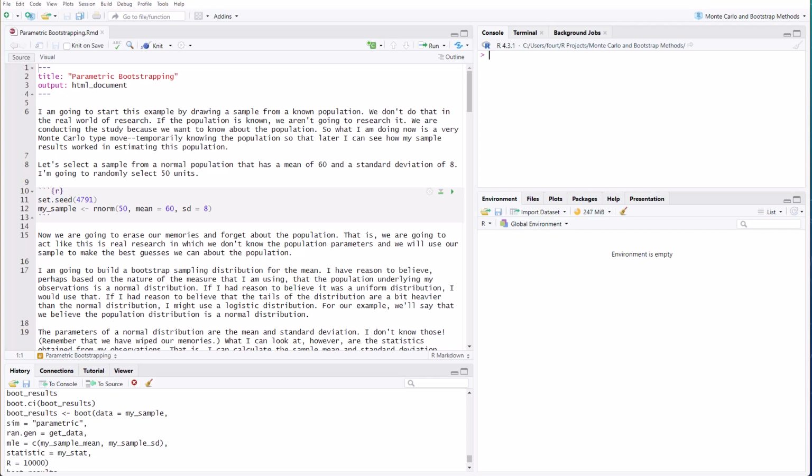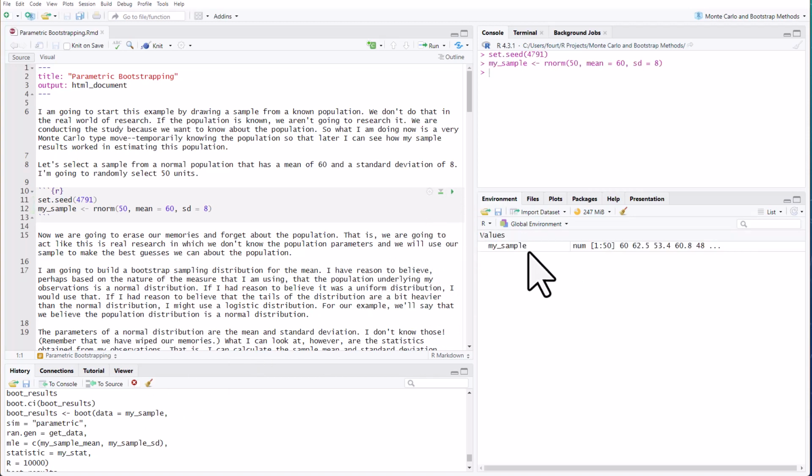But normally when you do bootstrapping, whether parametric or non-parametric, you don't know the population. So we're knowing it here just to get a sense of how this method works. Not just how to do it, but how well it performed. So let's select a sample from a normal population that has a mean of 60 and a standard deviation of 8. I'm going to randomly select 50 units. I've done that, and I now have my sample. I can see it over here in my environment pane.